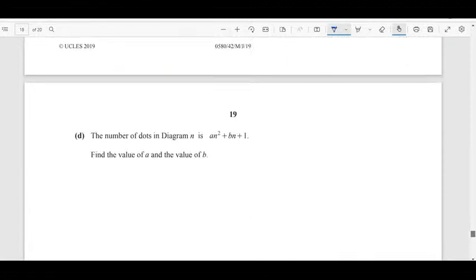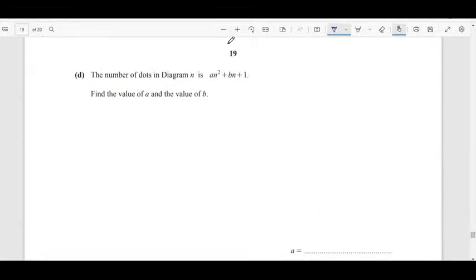Yes. Right. The last question and the last part of this exam says, the number of dots in diagram n is an square plus bn plus 1. Find the value of a and the value of b. So either you can find a and b directly, or what you can do is you can just find the nth term expression for the number of dots and compare it with this one. So let's do it that way.